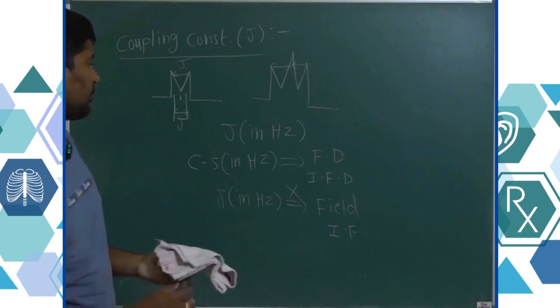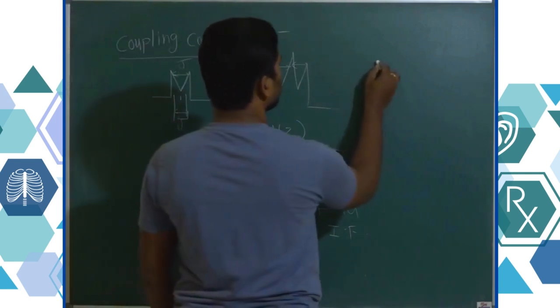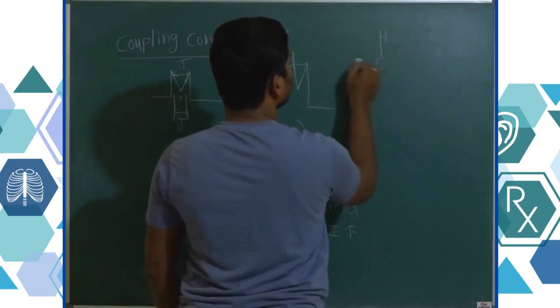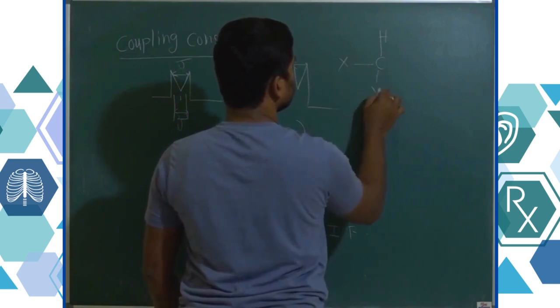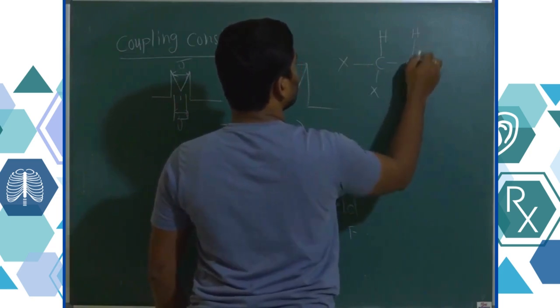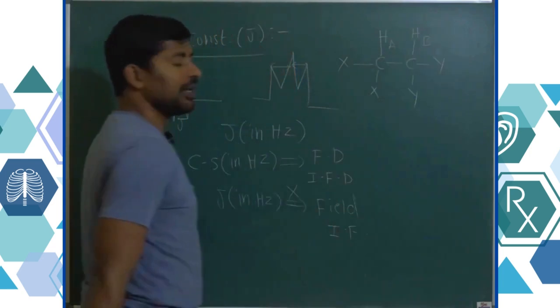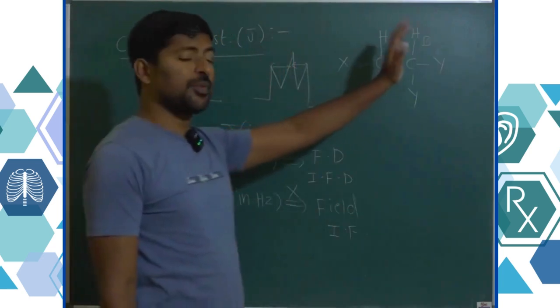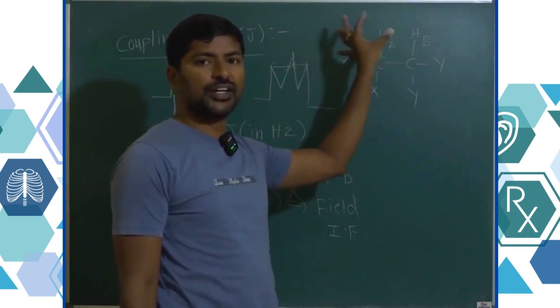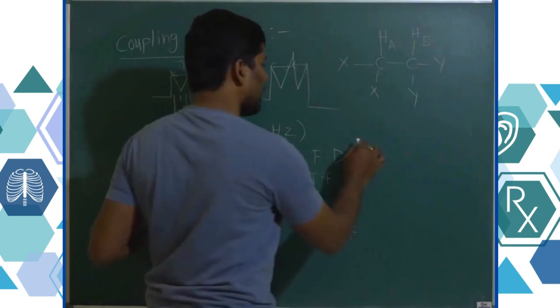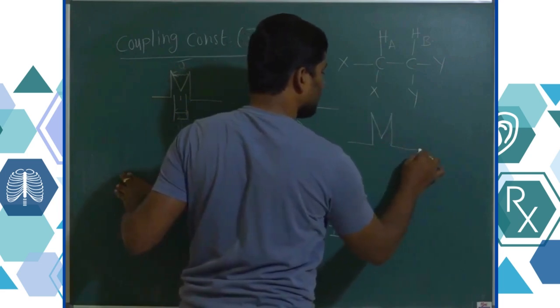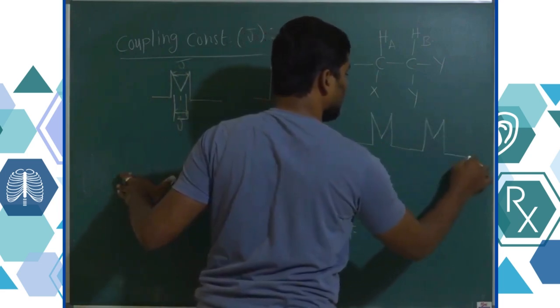For example, if you take this molecule, how many types of protons do we have? Two types of protons we have, Ha and Hb. Ha couples with Hb, Hb couples with Ha, so therefore we will get a doublet for Ha and a doublet for Hb.